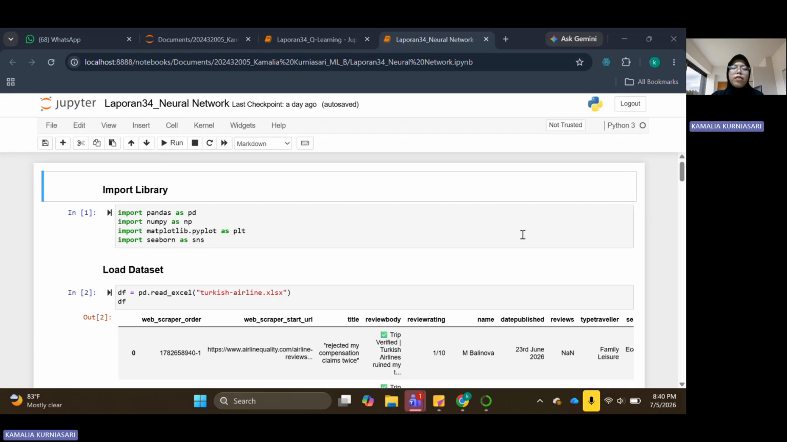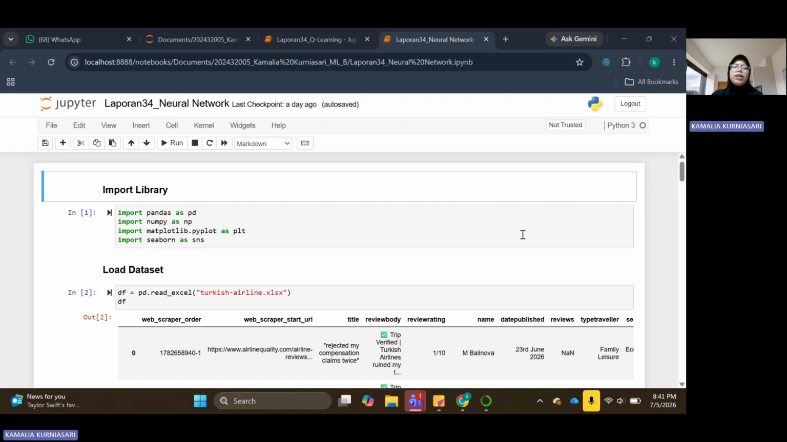So in here, for the neural network practicum, I used a dataset containing customer reviews of Turkish Airlines. The goal of this practicum was to build a classification model that can predict whether a customer recommends the airline service or not. The target variable in this dataset is recommended, which consists of two classes. The first one is yes, meaning the customer recommends the airline, and the second one is no, meaning the customer doesn't recommend the airline. Before training the model, I performed several preprocessing and exploratory data analysis steps.